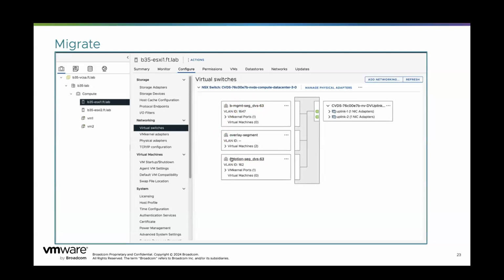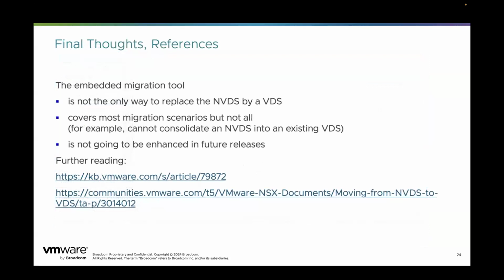And this will appear everywhere. You used to have this opaque network, and that's the replacement for this network in the VDS. It's that simple. So that's all for my NVDS migration demo and presentation.